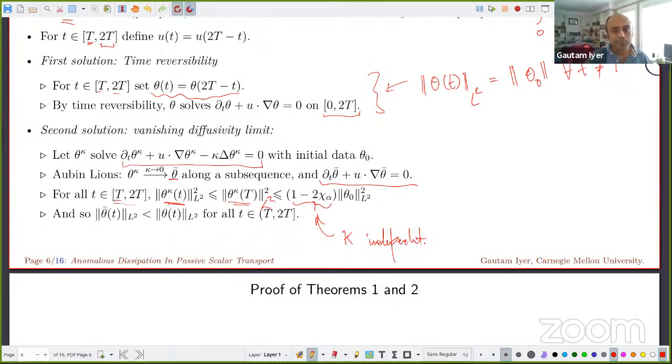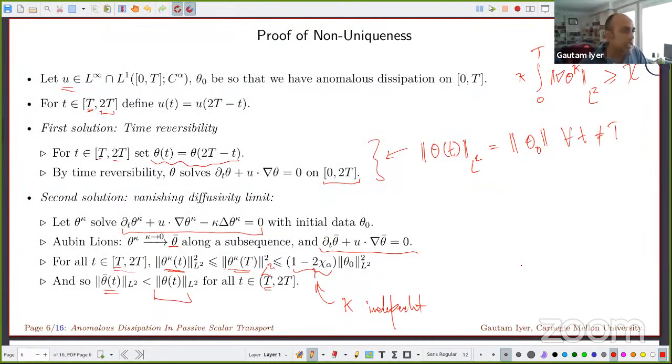Now when I take the limit as kappa goes to 0, after time big T, the theta bar that I got has to have lost some energy, and hence it has to have less energy than my time reverse solution. So these two solutions have to be different. That's a cute application to non-uniqueness of the transport equation.